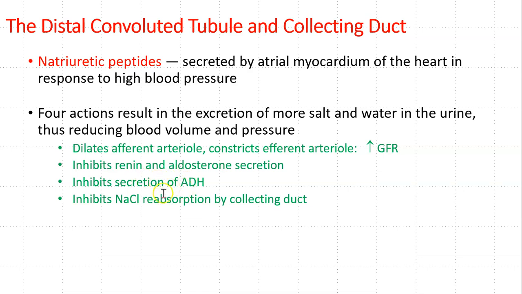And the other way natriuretic peptides affect blood pressure is by inhibiting reabsorption of sodium. And when sodium reabsorption is inhibited, water reabsorption is inhibited by the collecting ducts as well. So the other function of natriuretic peptide is to dilate the afferent arteriole. When the arteriole gets dilated, and it constricts the efferent arteriole, it increases the glomerular filtration rate.